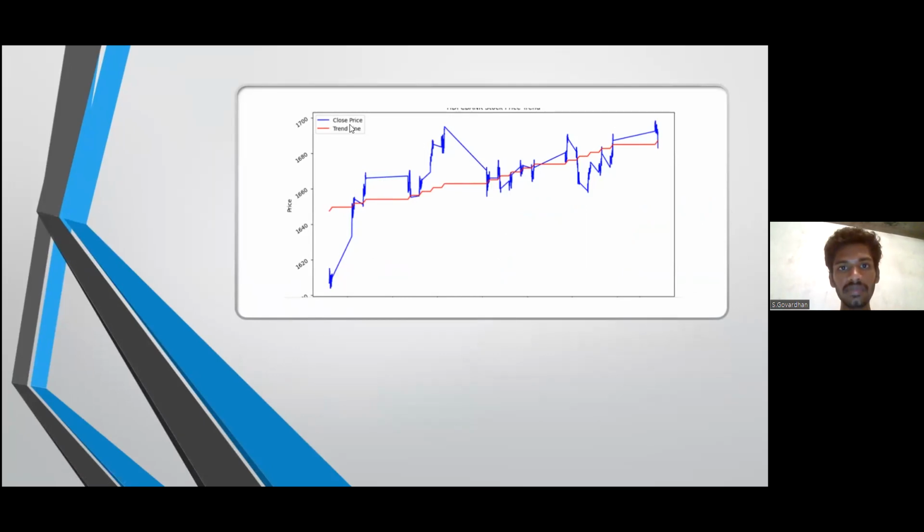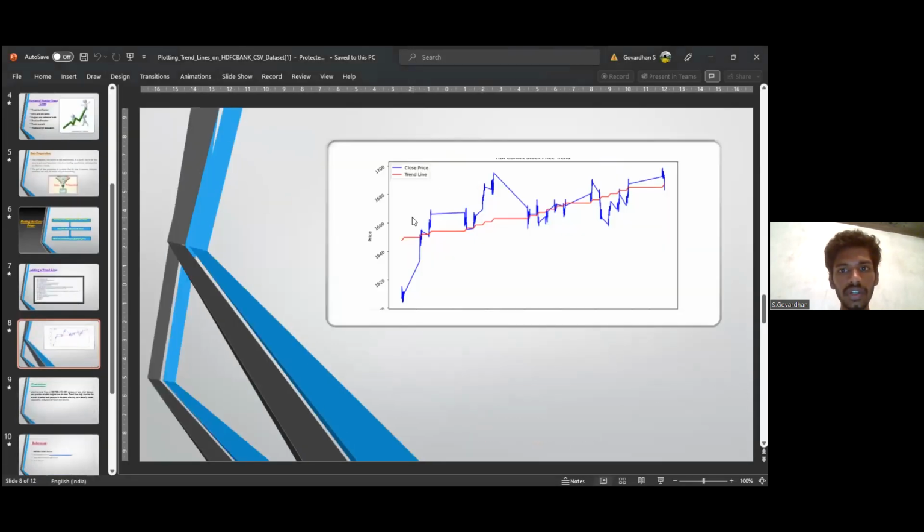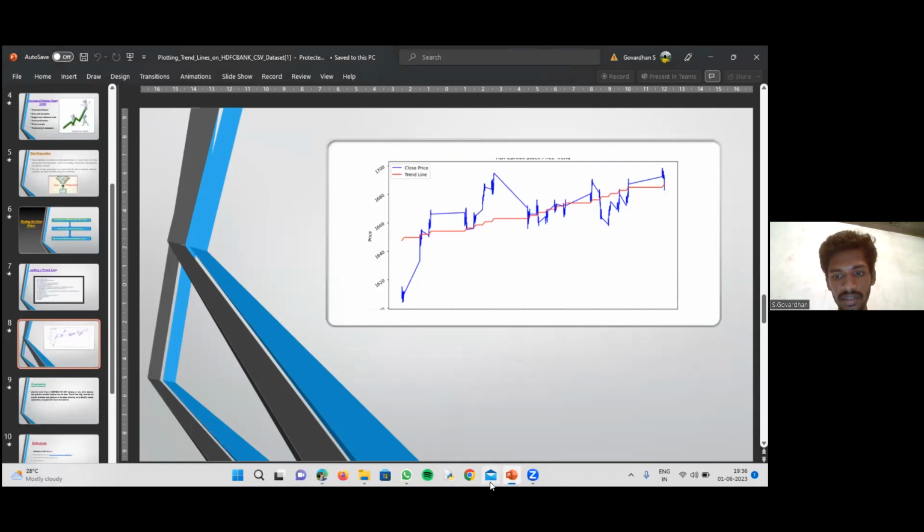In this example, I am taking two colors: one is blue and the other is the trade line. This trade line is like a border line. Whenever the blue line crosses it, it is a profit. Whenever the blue line is below this red line, it is considered a loss. So here I will share my code.